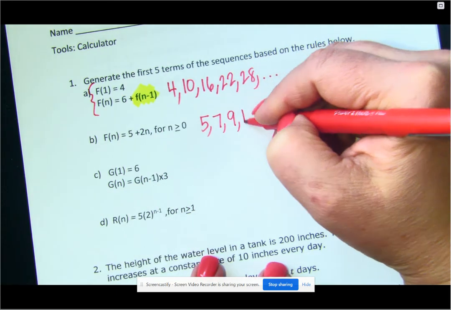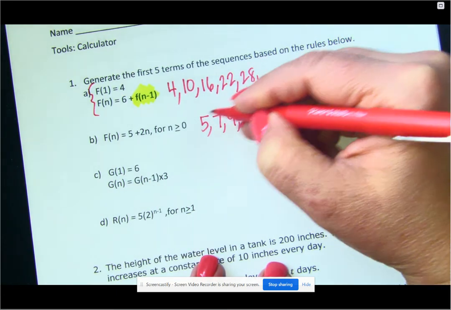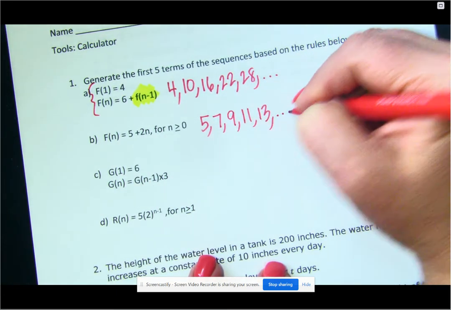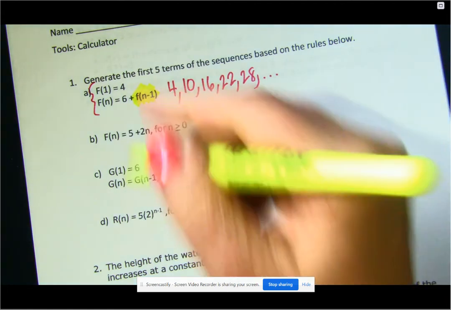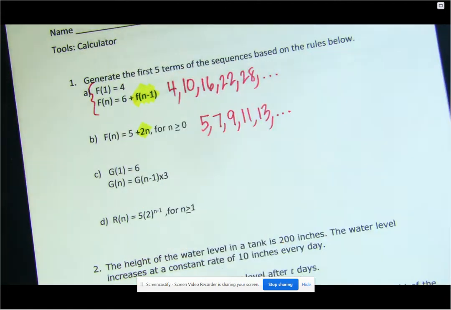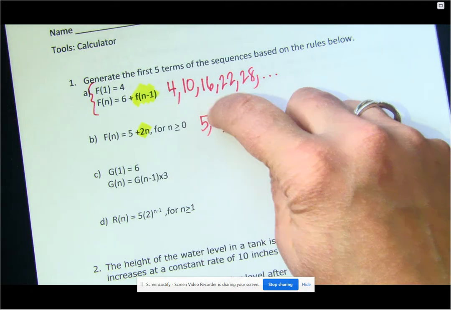Now, you don't have to be able to decode these, but it's just sort of interesting to notice those things. See that? It's adding 2 every time.